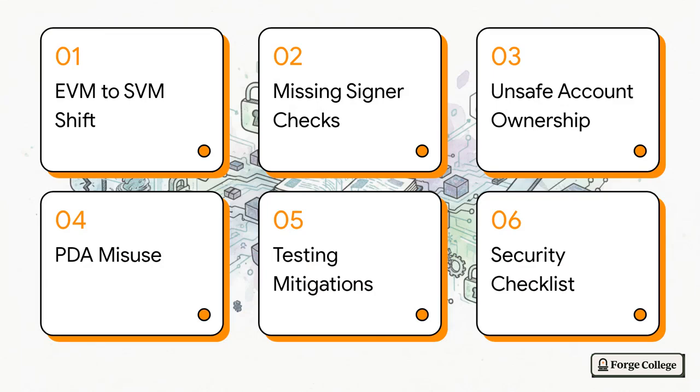We'll start with the EVM to SVM shift, then we'll tackle 3 major mechanical failures unique to Solana: missing signer checks, unsafe account ownership, and PDA misuse. After that, we'll head into QA testing, and finally, wrap up with your capstone security checklist.